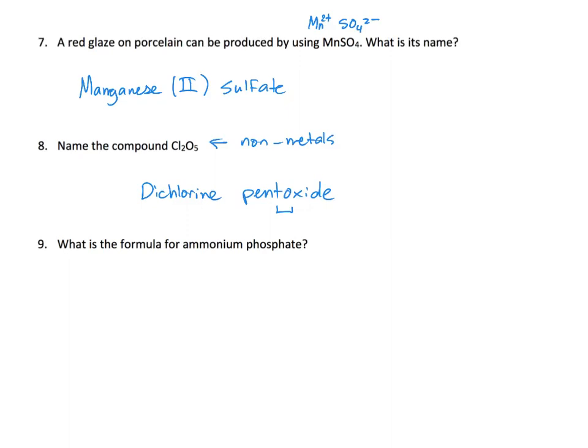What's the formula for ammonium phosphate? Ammonium is NH4+, phosphate is PO4 3-. So in order to balance the charge, we need 3 ammoniums. So our formula will look like (NH4)3PO4.